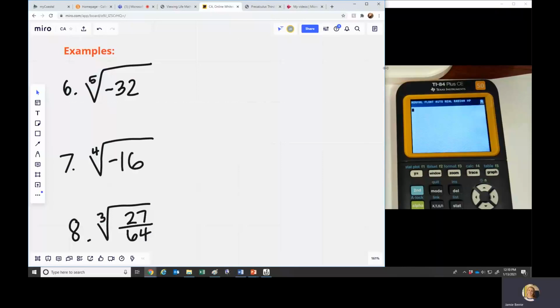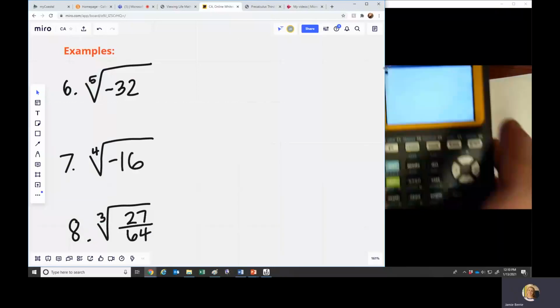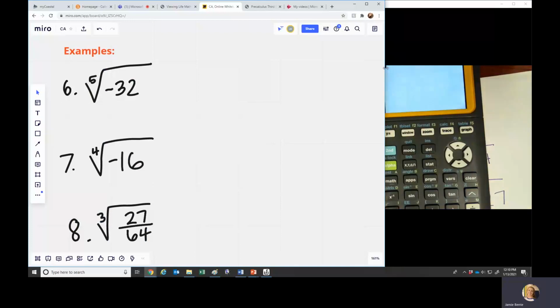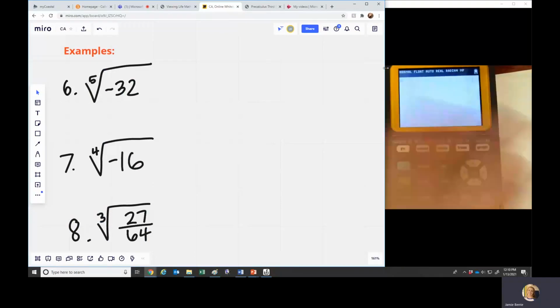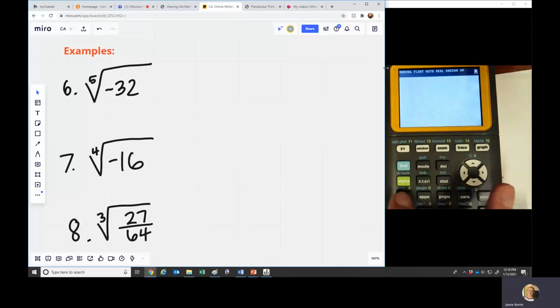The first example we have is the fifth root of negative 32. So you could go and use the definition like how I showed you with those perfect cubes and the perfect square earlier. But this is going to be the easier way to do it. So let me show you a little bit.